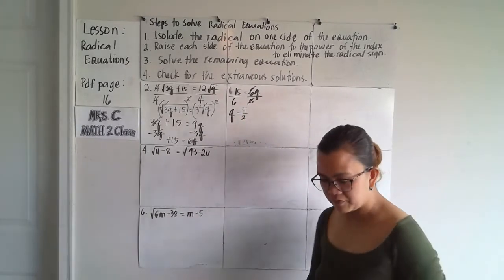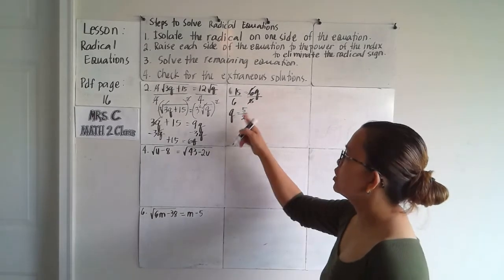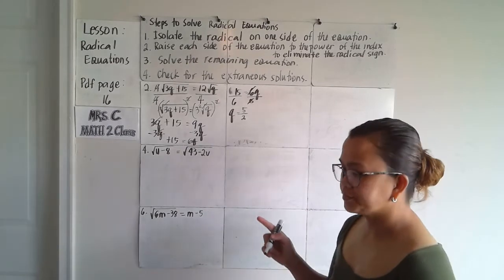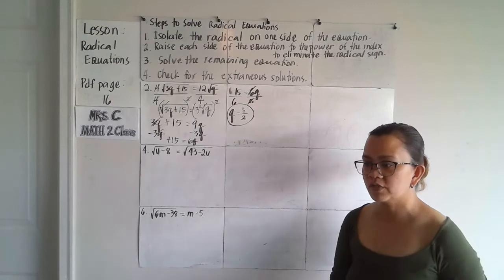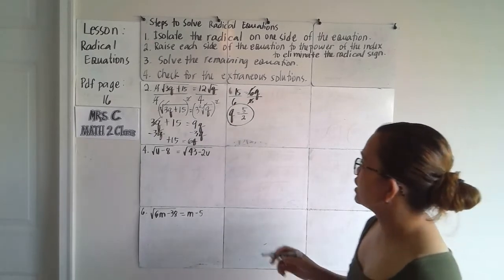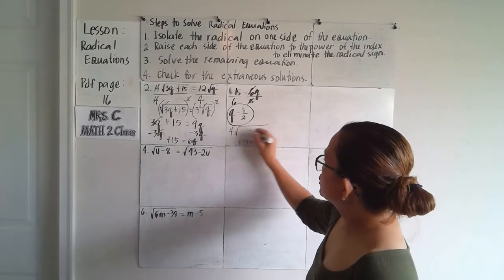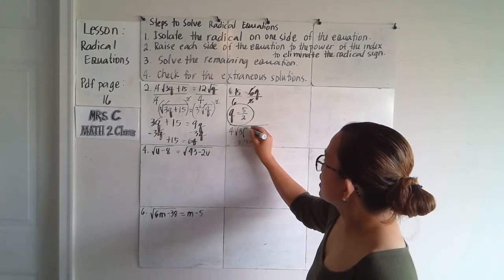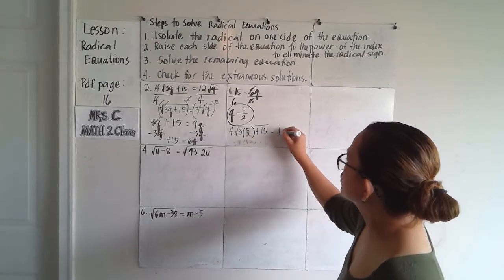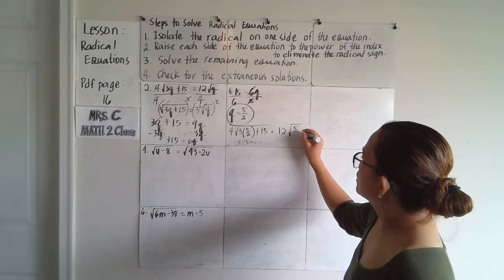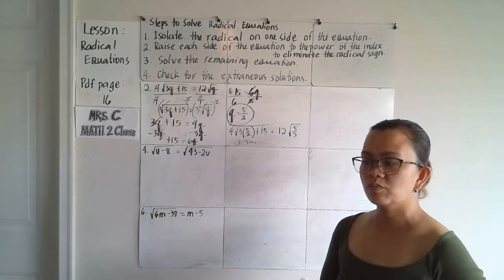Since we cannot divide 15 over 6 without getting a decimal answer, we just make it into lowest terms. So Q is equal to 5 over 2. But we don't know yet if 5 over 2 is an extraneous solution or a solution, so we need to plug it back in. So you're going to have 4 square root of 3 times 5 over 2 plus 15 is equal to 12 times the square root of 5 over 2. Again, I replace q by 5 over 2.